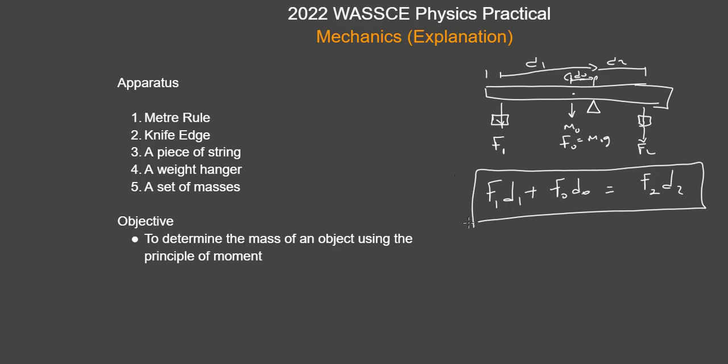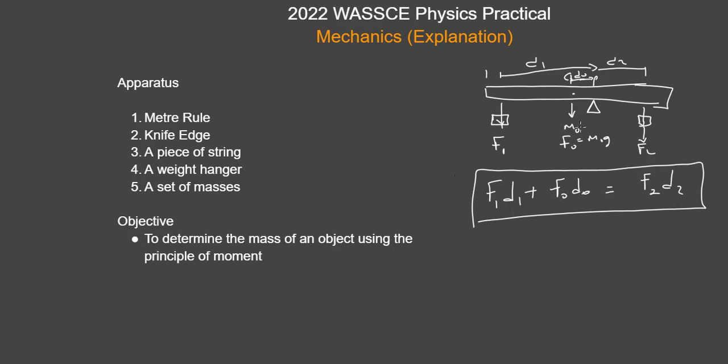WAEC can give you a lot of questions in different ways. They can set the question in different ways. But generally, one of the masses will be unknown. So, for example, I could make the mass at the center of mass unknown. In other words, I could say this meter rule's mass is unknown. And if it's unknown, I can figure out the value of the mass of the meter rule using this formula. In other words, if I know F1 and I know F2, then I can solve for M naught.